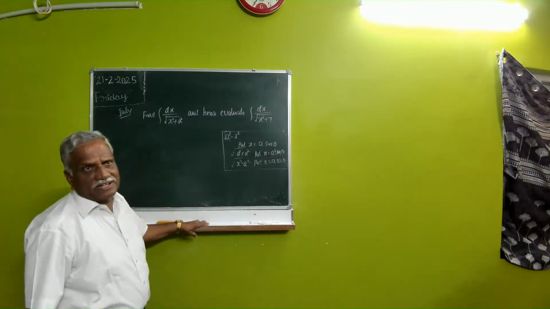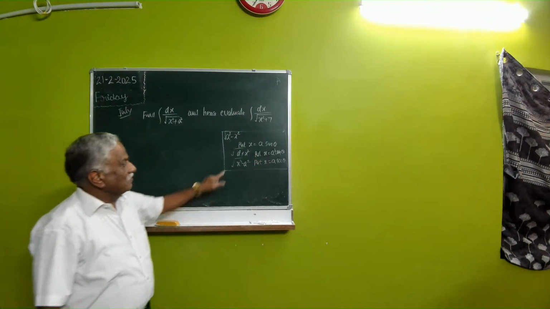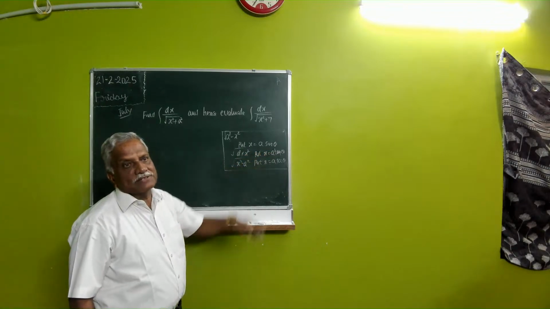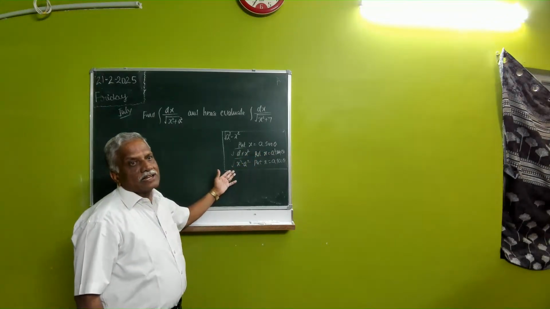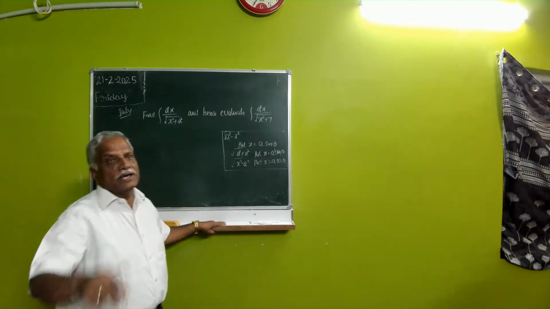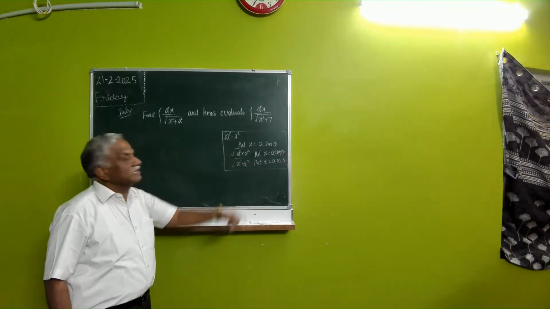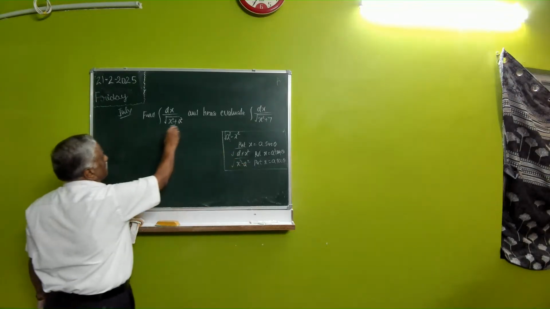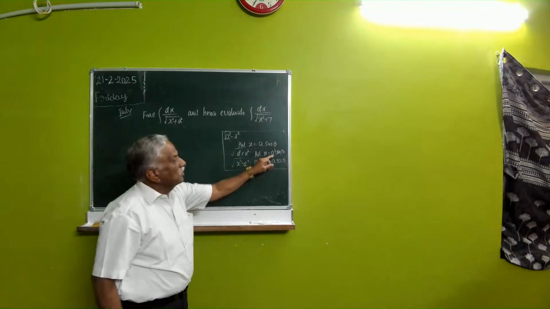If root is not there, it's a different problem. For example, it is 1 by a tan inverse x by a. If root is not there, it is just the way about 1 minus 1 by 2a. So when root is there, this is the method. So here x square plus a square is there. So what do you have to use?